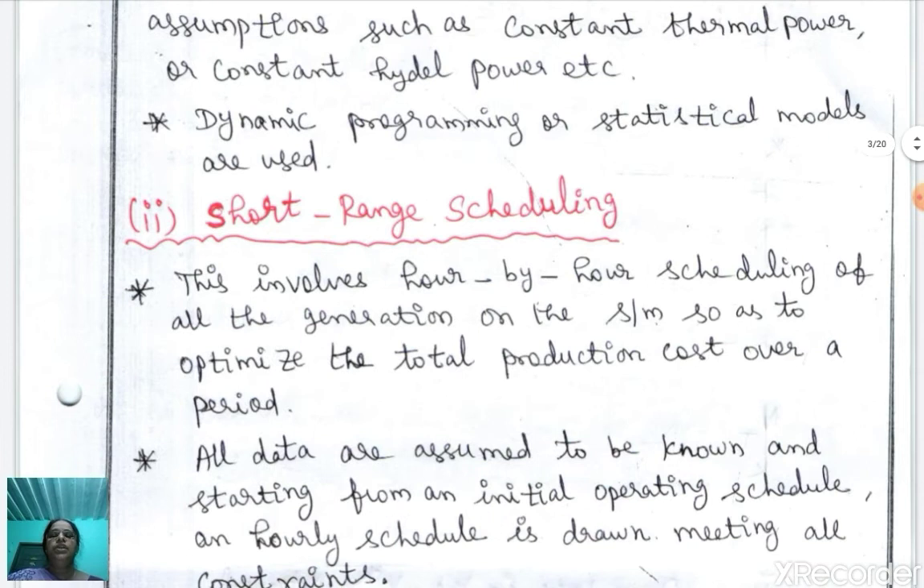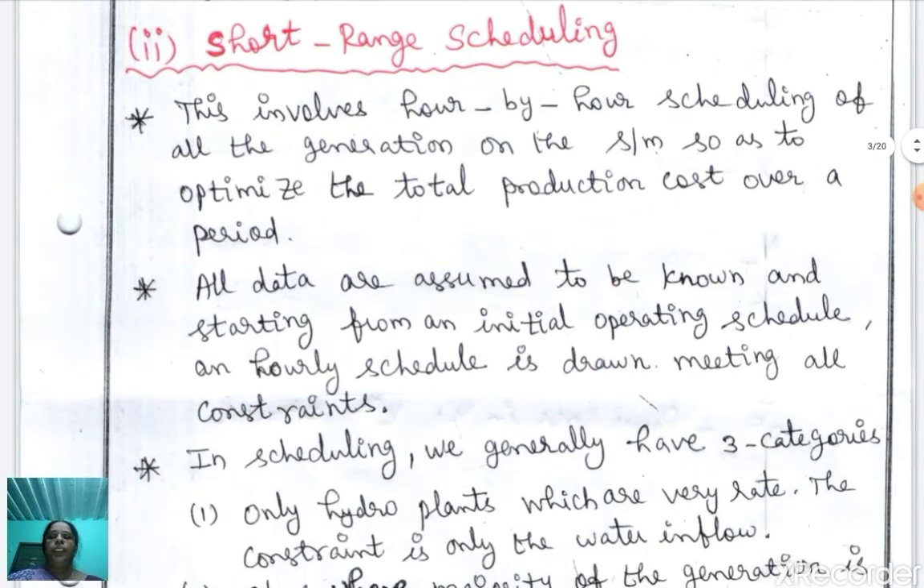The next one is short range scheduling. Short range scheduling involves hour by hour scheduling of all the generation on the power system so as to optimize the total production cost over a period. All data are assumed to be known and, starting from an initial operating schedule, an hourly schedule is drawn meeting all constraints. In scheduling, we generally have three categories.